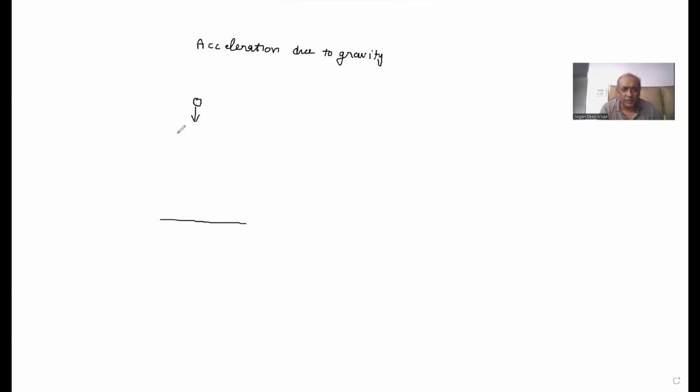Suppose there is a ball which is allowed to fall from a certain height. Then the acceleration with which it is going to fall towards Earth is called the acceleration due to gravity, represented by small g. If I consider that m is the mass of this body, then the force acting on this body is equal to mass into acceleration. And if the force is due to gravity, then the acceleration of the body is called the acceleration due to gravity. So we write F is equal to mg.